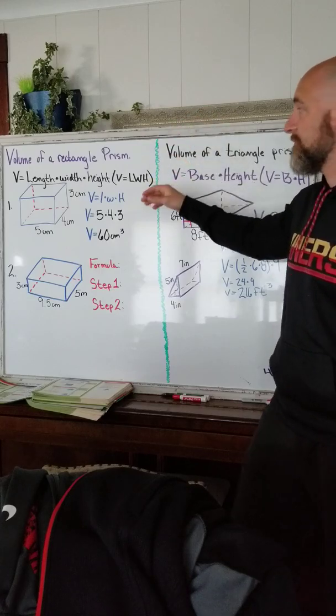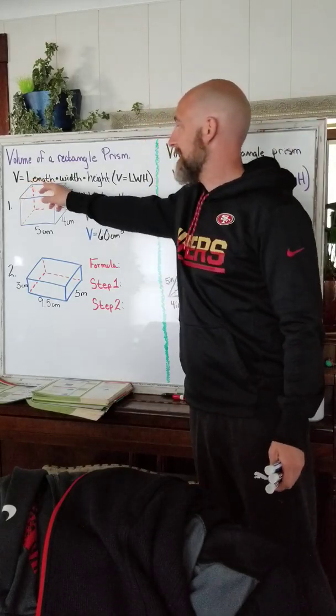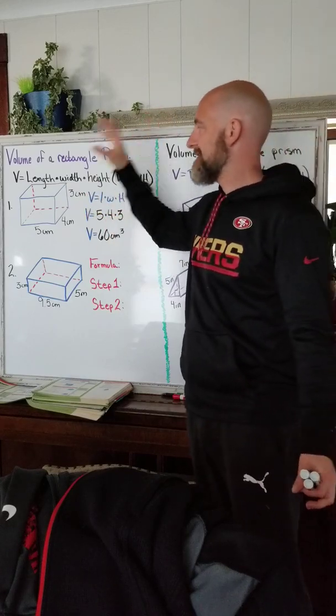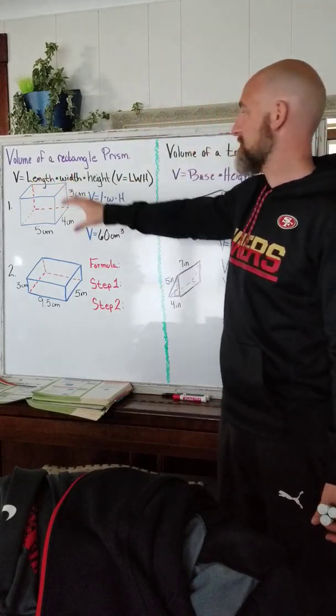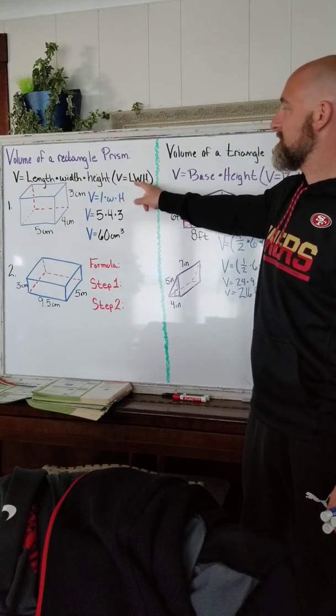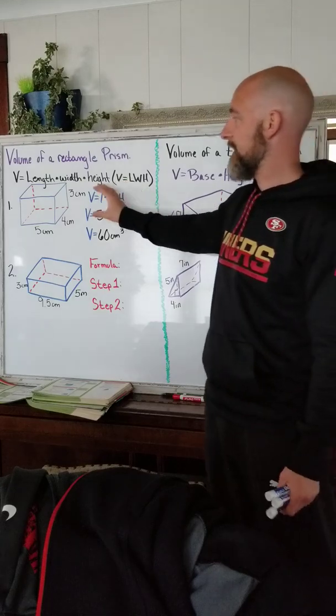for finding the volume of a rectangle. So volume equals length times width times height. This is something we've all heard. We're finding the entire inside, how much fits inside of this rectangle. So V equals L times W times H. So all you gotta look at is the rectangle.